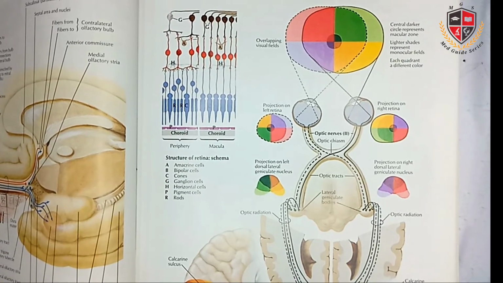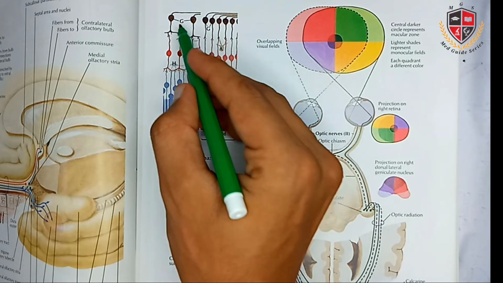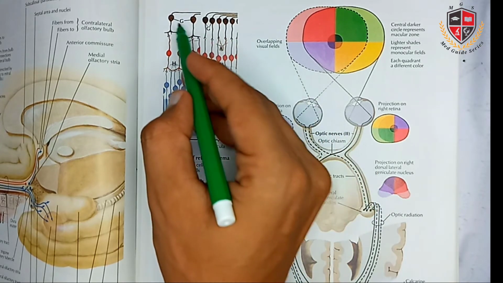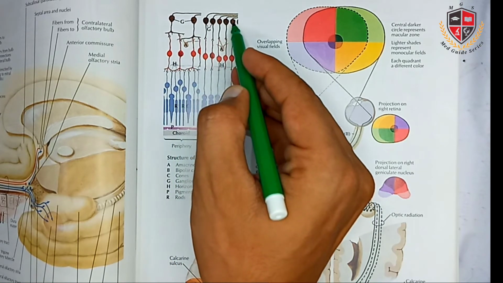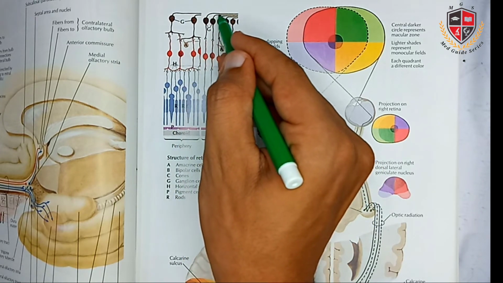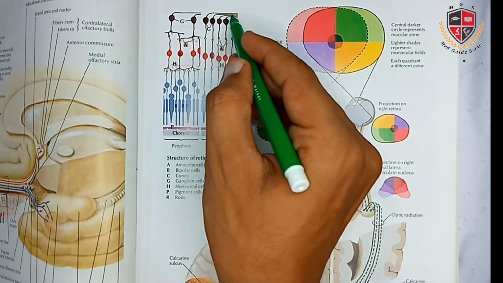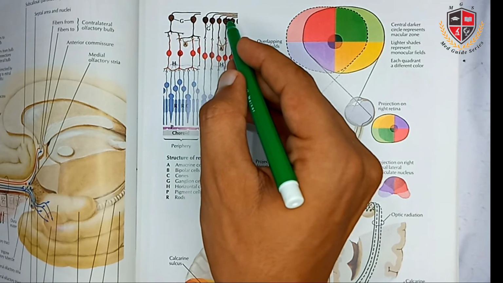The fibers of optic nerve are the axons of ganglionic layer of retina. This is the ganglionic layer of retina, and these fibers are the axons of optic nerve fiber, and they emerge from the eye as optic nerve.